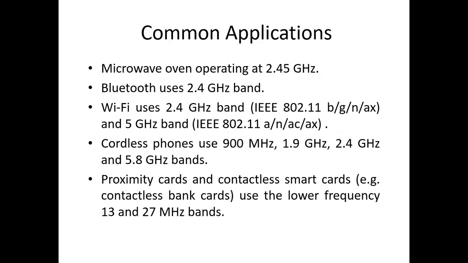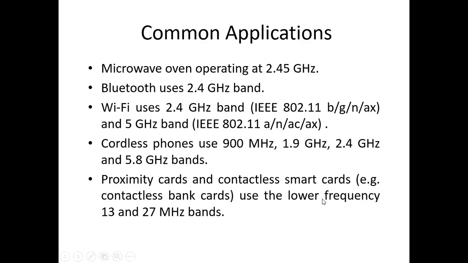As you can see, 2.4 gigahertz is the most popular, but in recent years, the 5 gigahertz band has got a lot of use, just because the 2.4 gigahertz band has become overly crowded already. So people had to resort to 5 gigahertz bands. Some other bands are also in use in many applications.